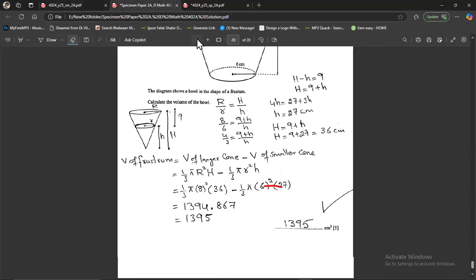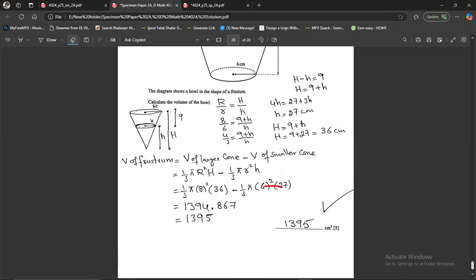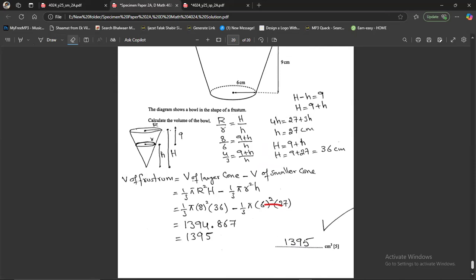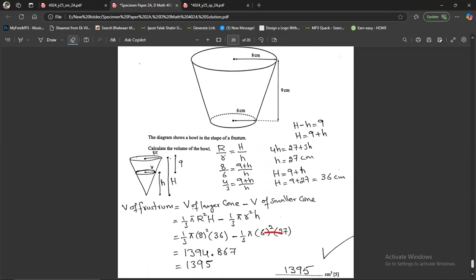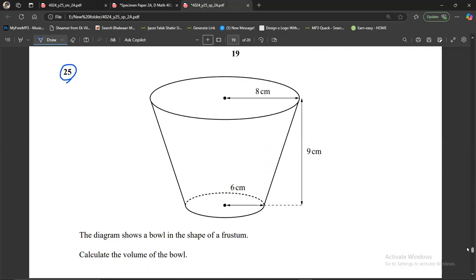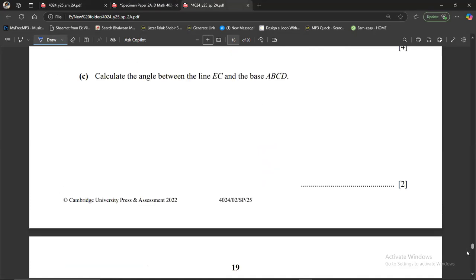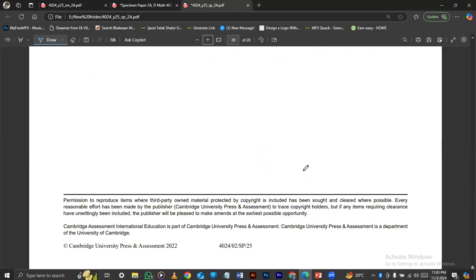Okay. So this is how this question is done. Hopefully you understand this idea that we have a big cone, and from that big cone we cut this small cone which was similar to that big cone, and the remaining is this frustum. So it's a little heavy question. I hope you understand. Okay, so we are done with question number 25, and the paper is also finished.